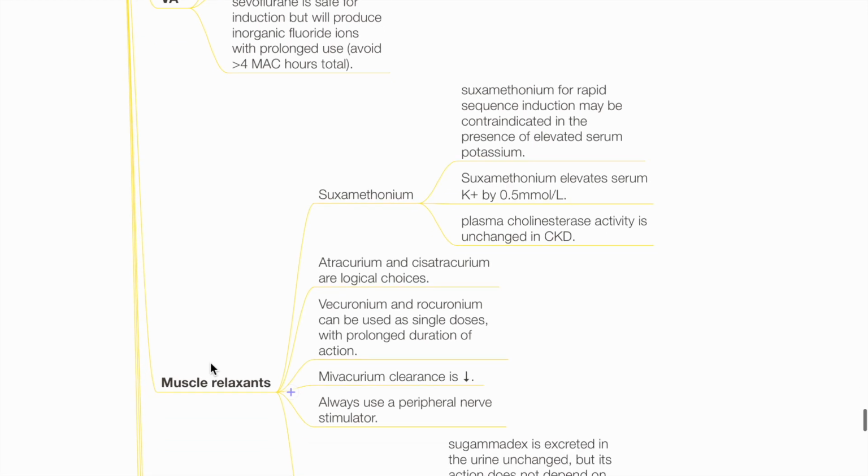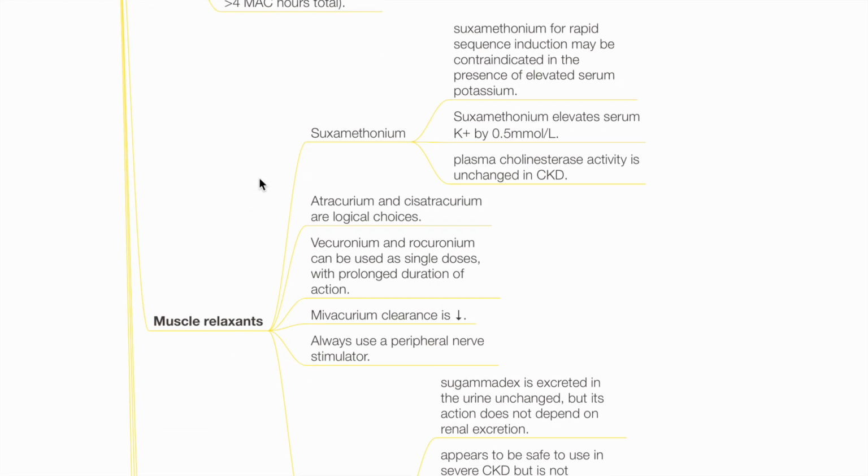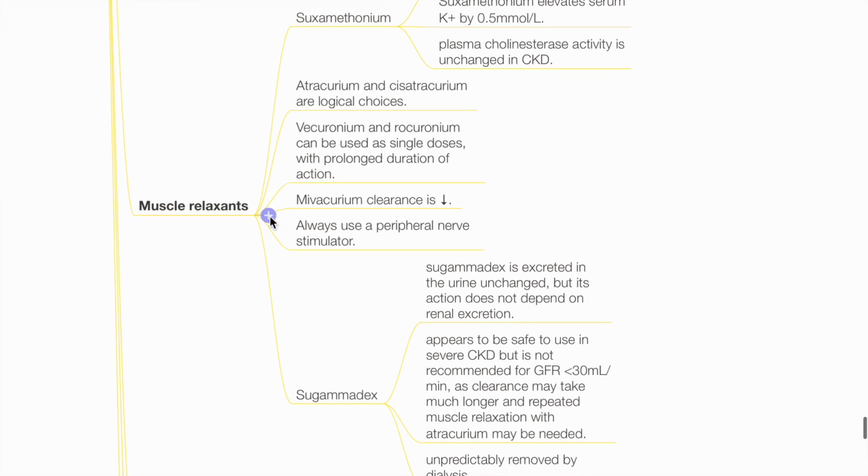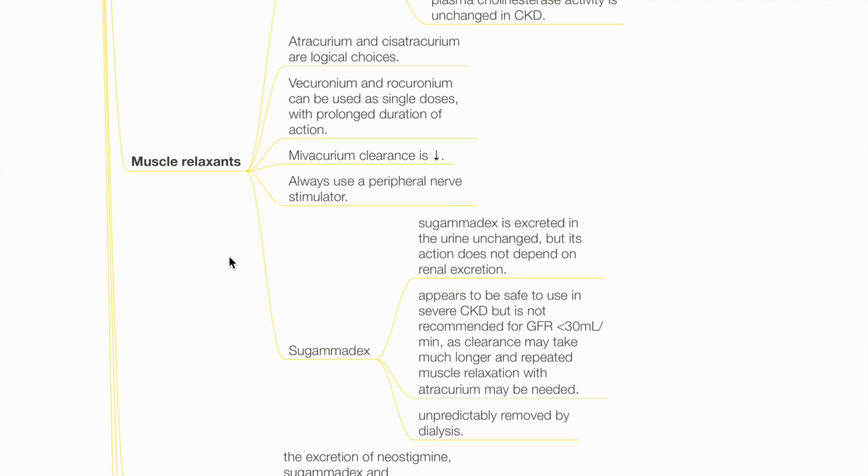Muscle relaxants. Suxamethonium is contraindicated in the presence of elevated serum potassium. Plasma cholinesterase activity is unchanged in CKD. Atracurium and cisatracurium are logical choices. Vecuronium and rocuronium can be used as single doses but with prolonged duration of action. Mivacurium clearance is reduced. Always use peripheral nerve stimulator to assess degree of neuromuscular blockade.